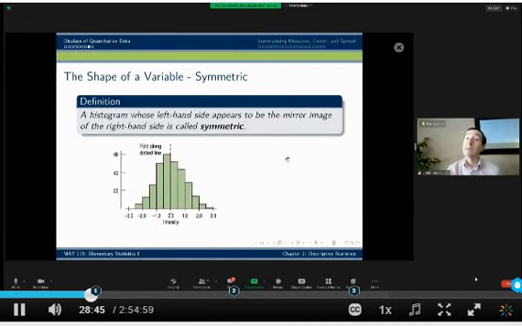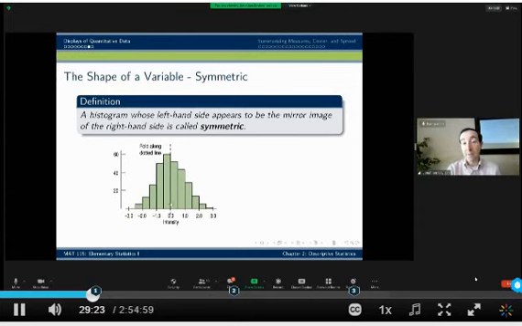Another thing we might talk about in terms of the shape is potential symmetry. Okay? We will often deal with data sets or distributions that are symmetric. What symmetric means is that if you were to look at one side of the distribution and reflect it across a line in the middle, you should see roughly the same image on the other side, simply in reverse, so a mirror image. If that's true, then we call it a symmetric distribution.